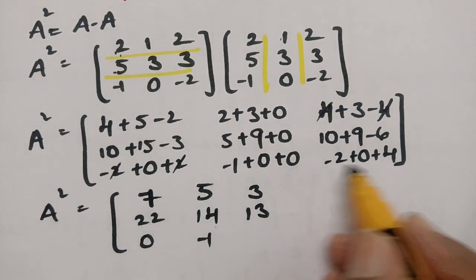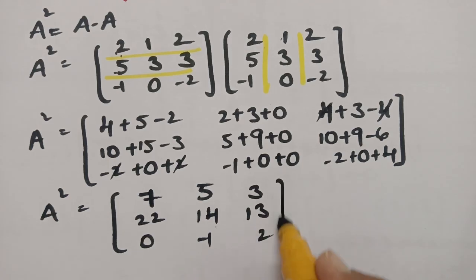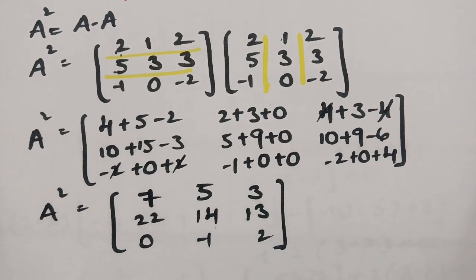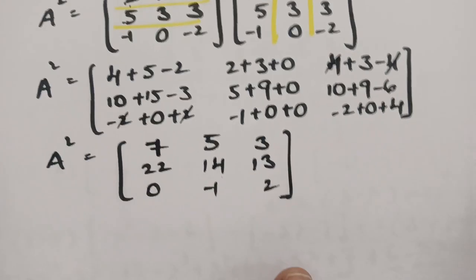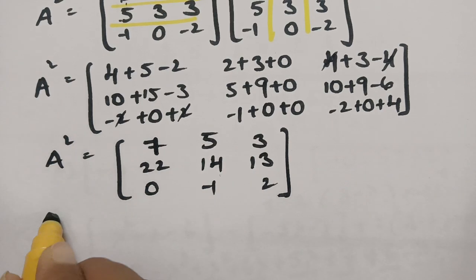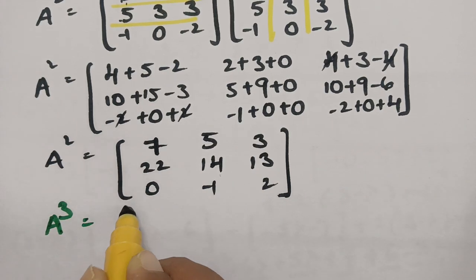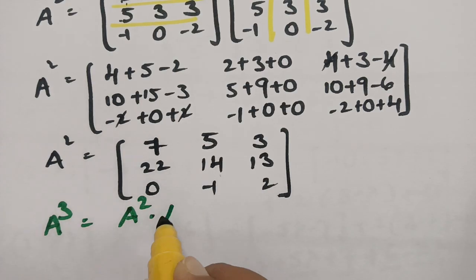So this is minus 2 and 4 minus 2 is 2. So our a square value is ready. And this time I'm going to find out a cube value. So a cube is also needed. For finding a cube, it is so simple. So this is a square into a.